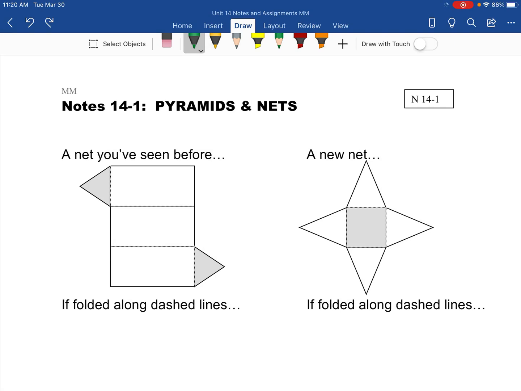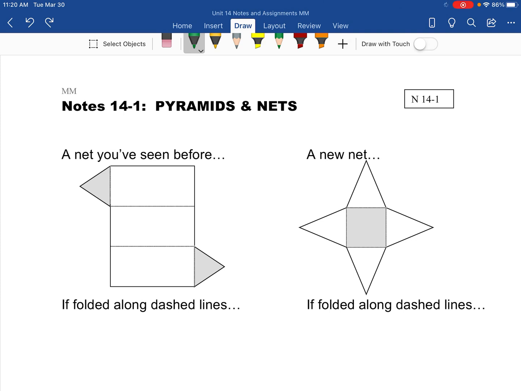Hey guys, today we're going to start Unit 14. Unit 14 is over pyramids, another three-dimensional figure. A lot of the things we talked about with prisms will carry over to pyramids. So we're going to start looking at a net of a pyramid and a net of a prism.